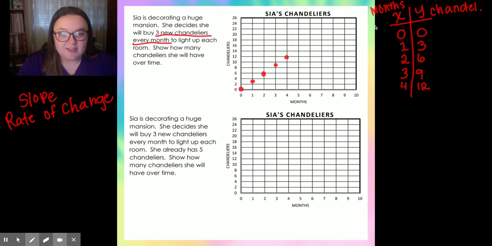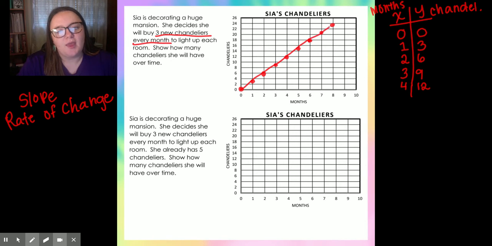After 5 months, we didn't write this on our table, but let's keep adding. After 5 months, she would have 15 chandeliers. After 6 months, she would have 18. Pretty sure you can start to see the pattern now here. After 8 months, you would have 24, and you could keep going, right? I'm gonna go ahead and connect these points with my line to show that trend, right?